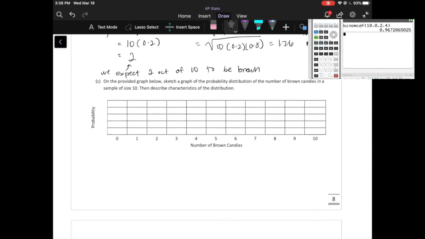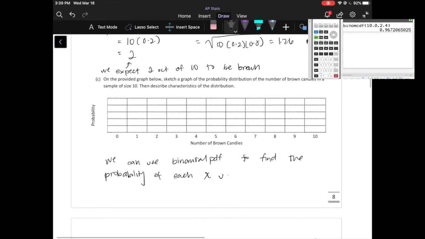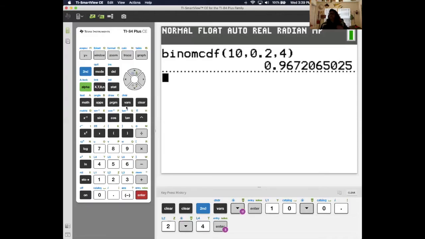Part C. On the provided graph below, sketch a graph of the probability distribution of the number of brown candies in a sample size of 10. Then describe characteristics of the distribution. So again, we know that this is a binomial distribution, right? So we can use binomial PDF to find the probability of each x value, right? So we're back on our calculator screen.